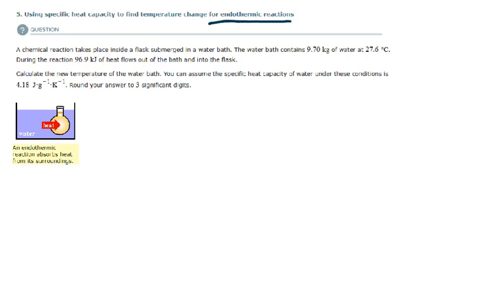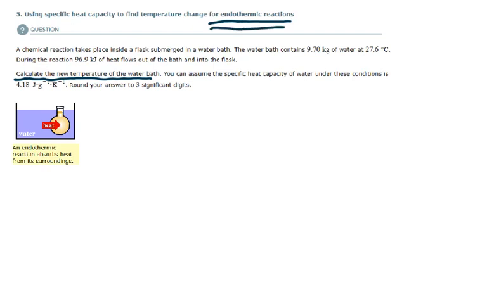We have a chemical reaction that takes place inside of a flask that is submerged in a water bath. So here's our water bath, and there is our flask. And inside of the flask is where the reaction is taking place. The water bath contains 9.7 kilograms of water and 27.6 degrees Celsius is its starting temperature. So they want us to calculate the new temperature of the water bath after the reaction has gone forward. So what kind of reaction is this again?